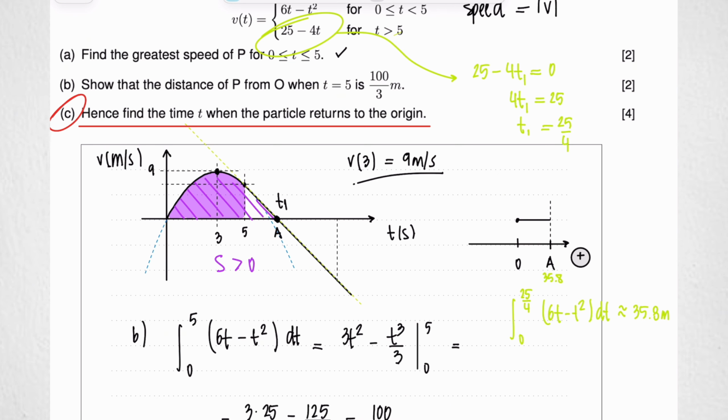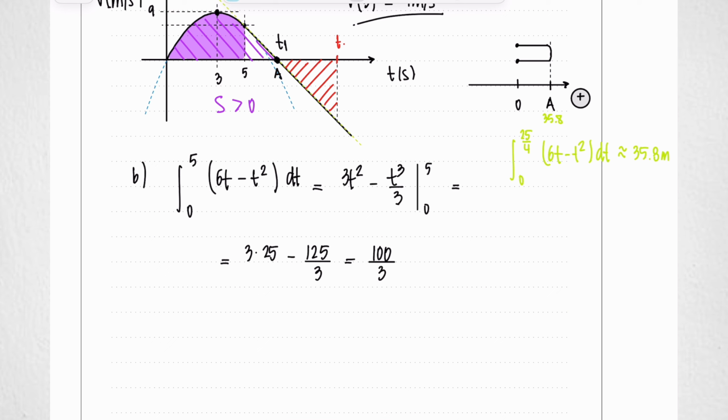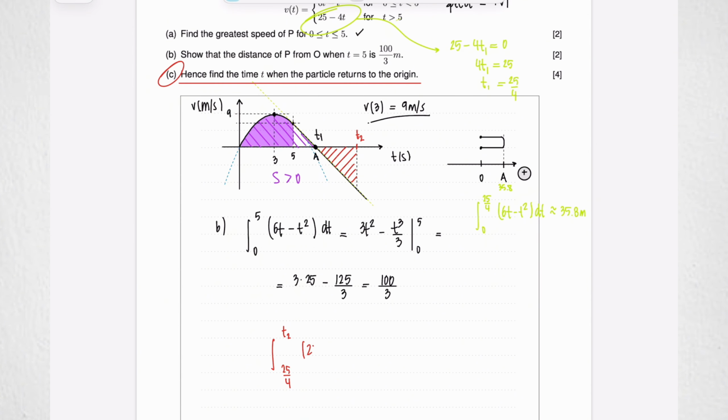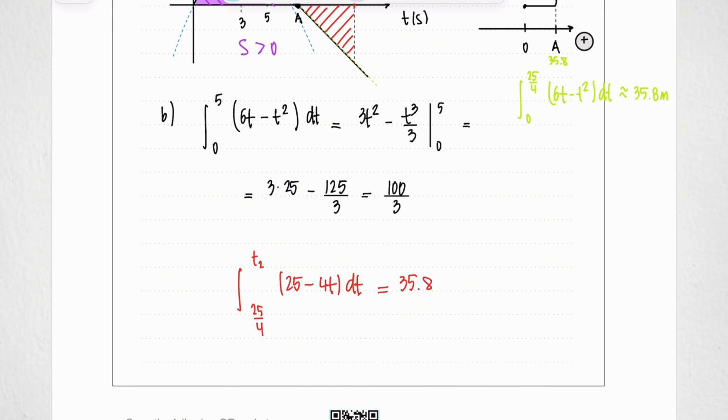And after that, we can see that the curve is below the x-axis, which means that the object is going back. And it will go back to the origin exactly when the red area is equal to the purple one, given that the area represents the displacement. So let's call this t2. Whenever the integral from 25 over 4, which is our t1, to t2 of the equation of the line, 25 minus 4t dt is equal to 35.8, that is when the object will return to the origin.